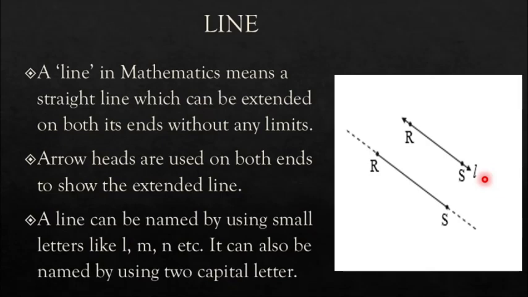A line can be named by using either small letters, like here we have used L, or you can also use capital letters, like here we have used R and S.